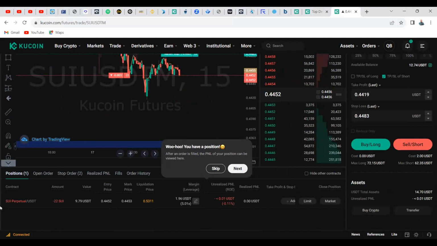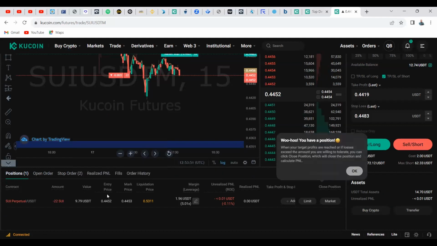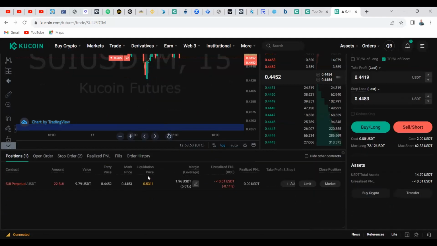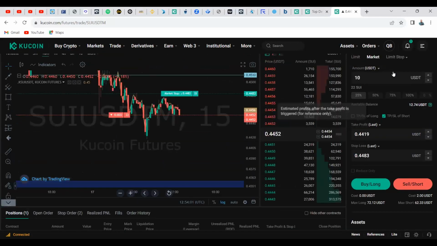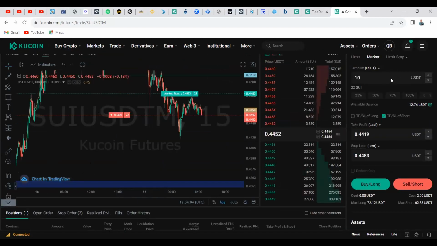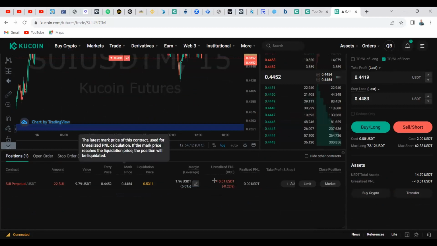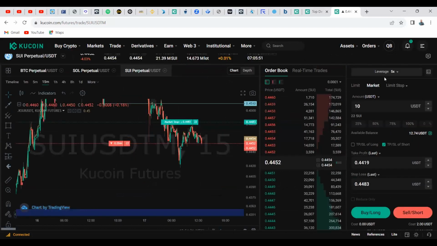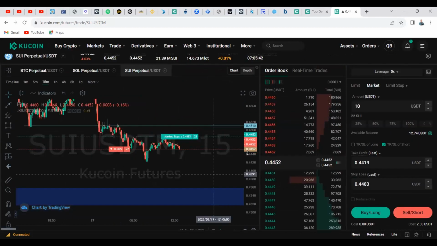Okay. And as you can see, it's perpetual, the amount, the value, which is say $9.79. I've got my entry price, my mark price, and then I've also got my liquidation price. Okay. Now this over here is where I'd get my margin leverage. So my leverage for this SUI project was on 5x, as you guys can see over there.